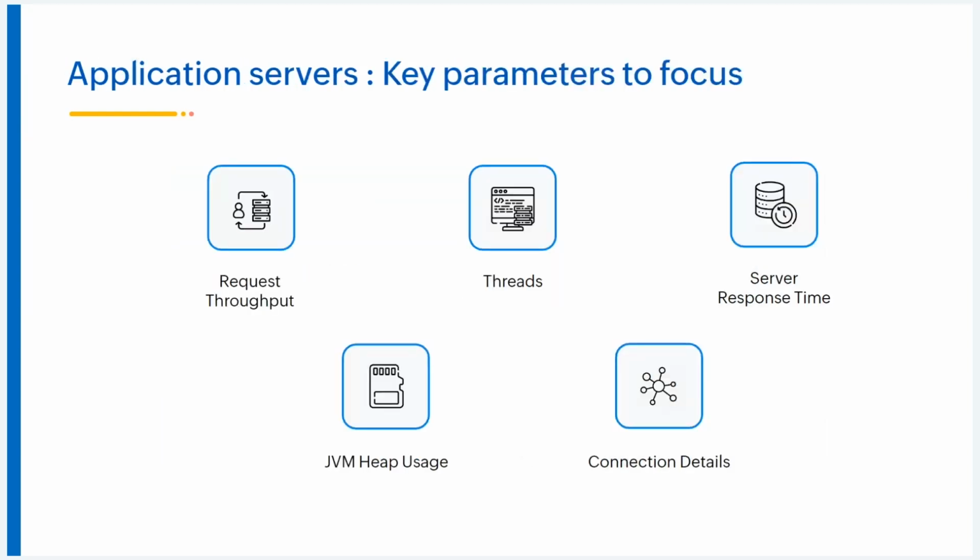When it comes to an application server, the main thing is we need to monitor the threads being utilized by an application, and we need to track the server response time. If it is a Java-based application server, it's a JVM, so we need to monitor the JVM heap usage. And for the application, we need to monitor the connection details. So these are a few key parameters that we are currently discussing. If we have any issue at the application level, with the help of these details we can analyze whether it is a front-end related issue or not.